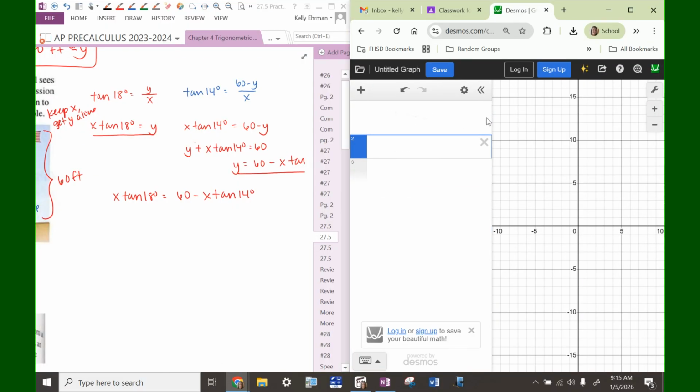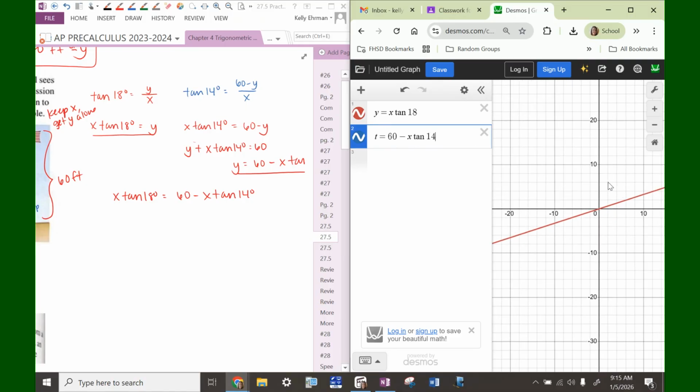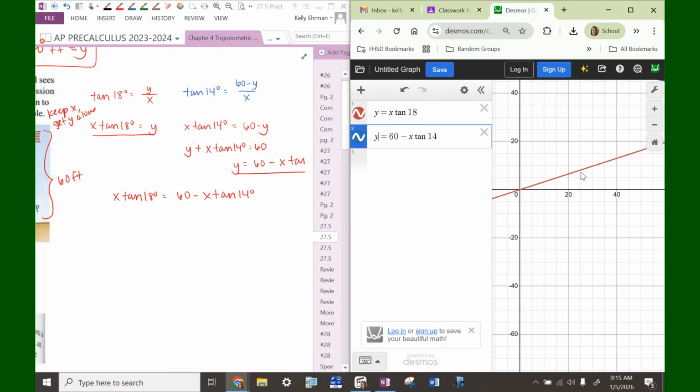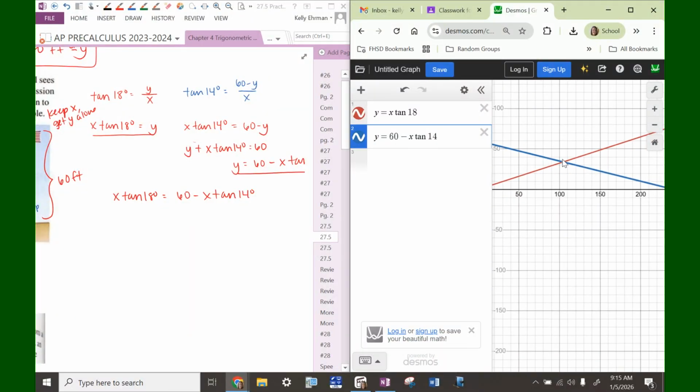Now if I just type the x's, I'm not sure that it will give me a good answer in Desmos. So let's go back to their y equations. So y equals x times tangent of 18. And y equals 60 minus x times tangent of 14. I meant y equals. And I just want to know where these cross. What is the x value where these cross? 104.485.